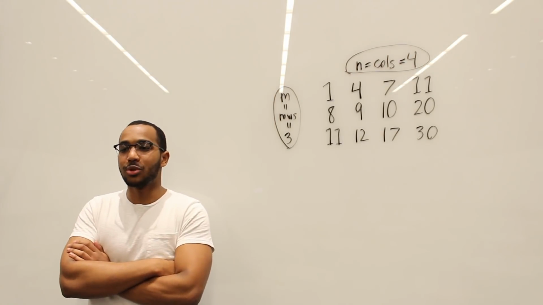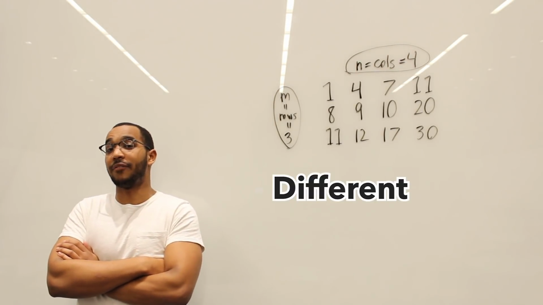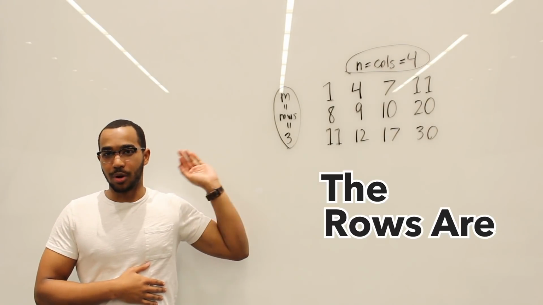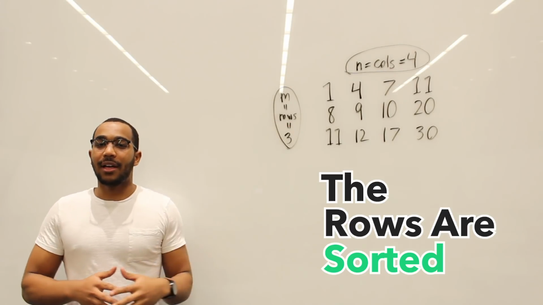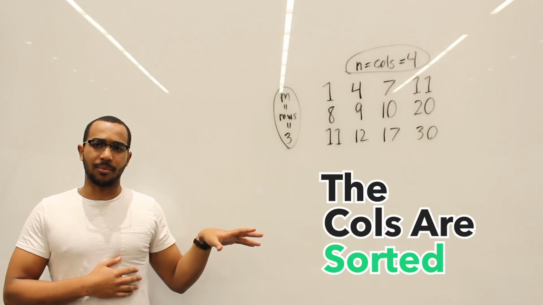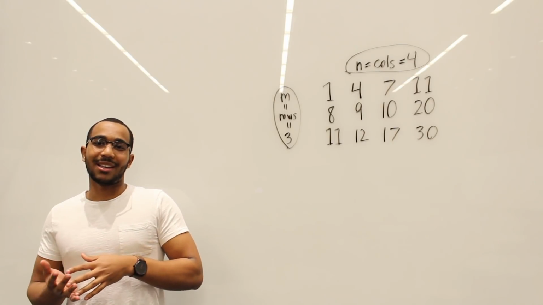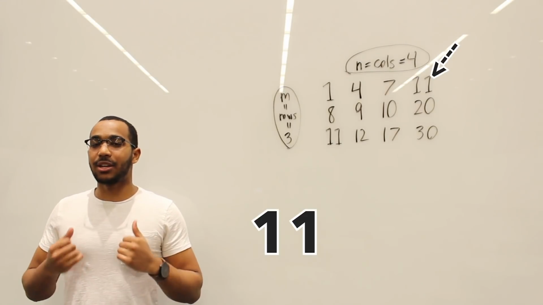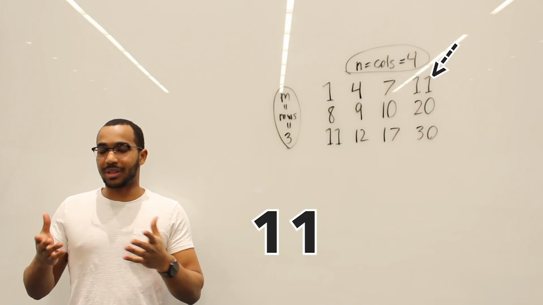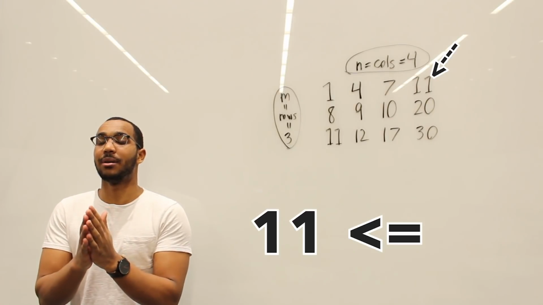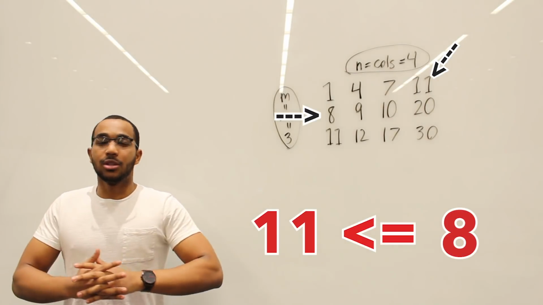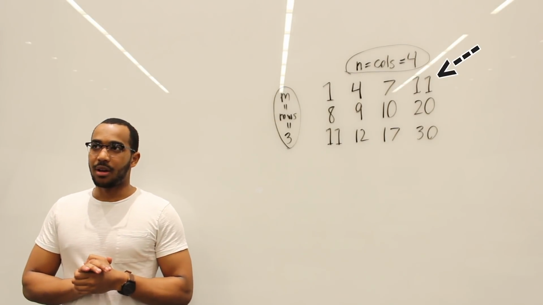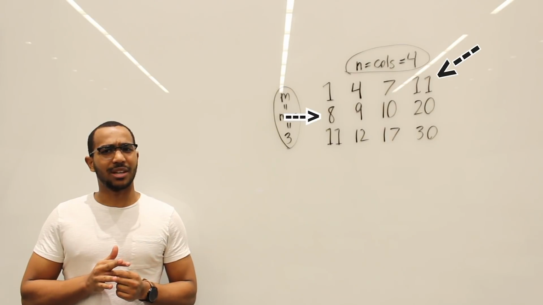Okay, so now it's time to investigate a different variant on this problem where we have the same property on the rows. The rows are sorted going from left to right, and the columns are also sorted going from top to bottom. But the change here is that there's no guarantee that the last item in any row is less than or equal to the first item in the next row, right? So we can see an example of that. Look at the last item in the first row, 11. It's not less than or equal to the first item in the next row.